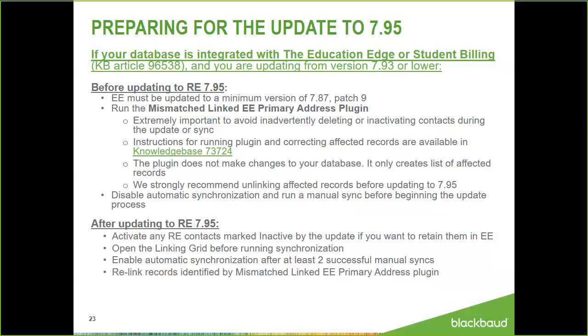We strongly recommend running the mismatch-linked EE primary address plugin. This can be run today. You don't have to wait until you're ready to update. This tool is extremely important to avoid inadvertently deleting or inactivating contacts during the update to 795 or subsequent synchronizations. Instructions for running that plugin and correcting affected records are available in Knowledge Base Article 73724.